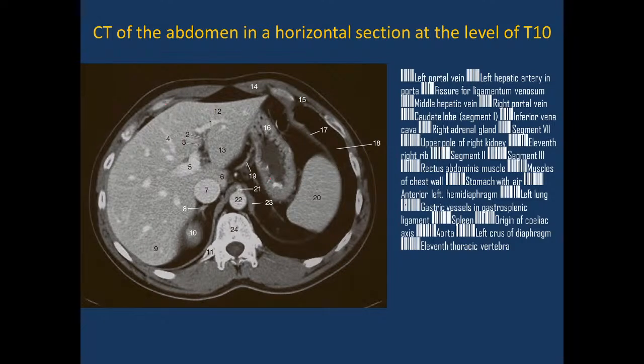CT scan of the abdomen in horizontal section at the level of thoracic 10. This is the 10th vertebra of the thorax. And you see organs such as the liver here. You see the vein, the largest vein in our body, and also we see the aorta, the descending aorta. Usually the inferior vena cava has a larger diameter than the aorta. And you also see the spleen here, and the stomach.